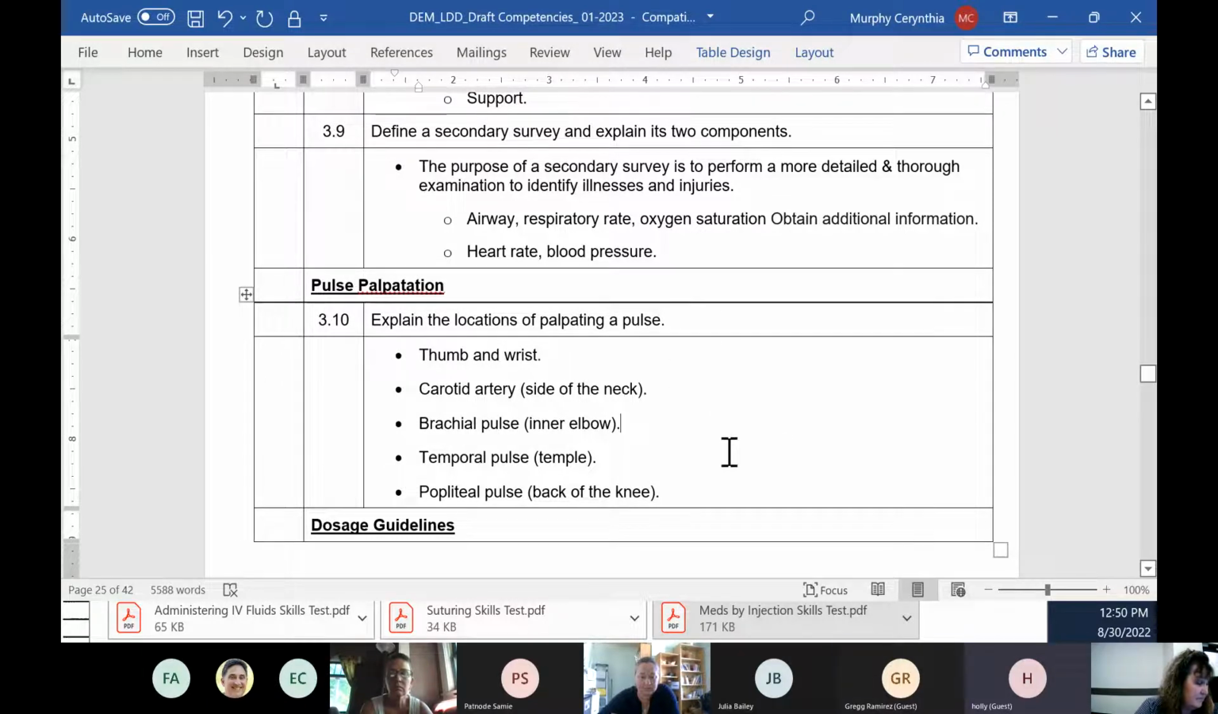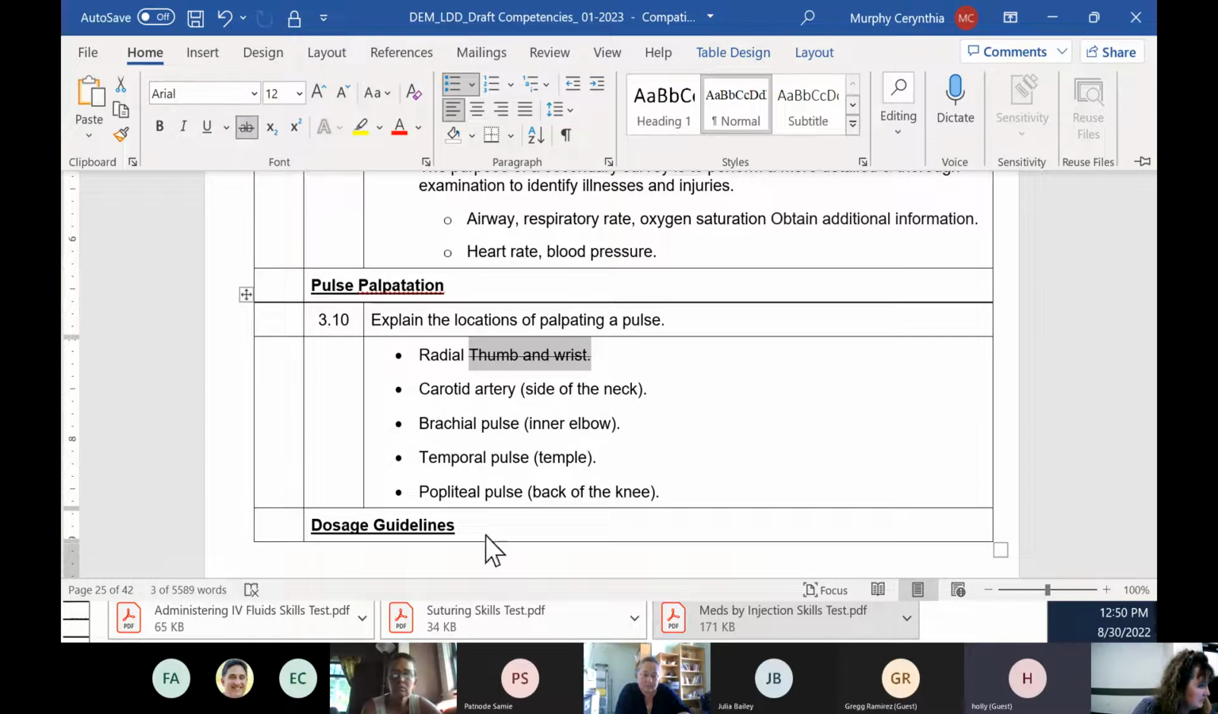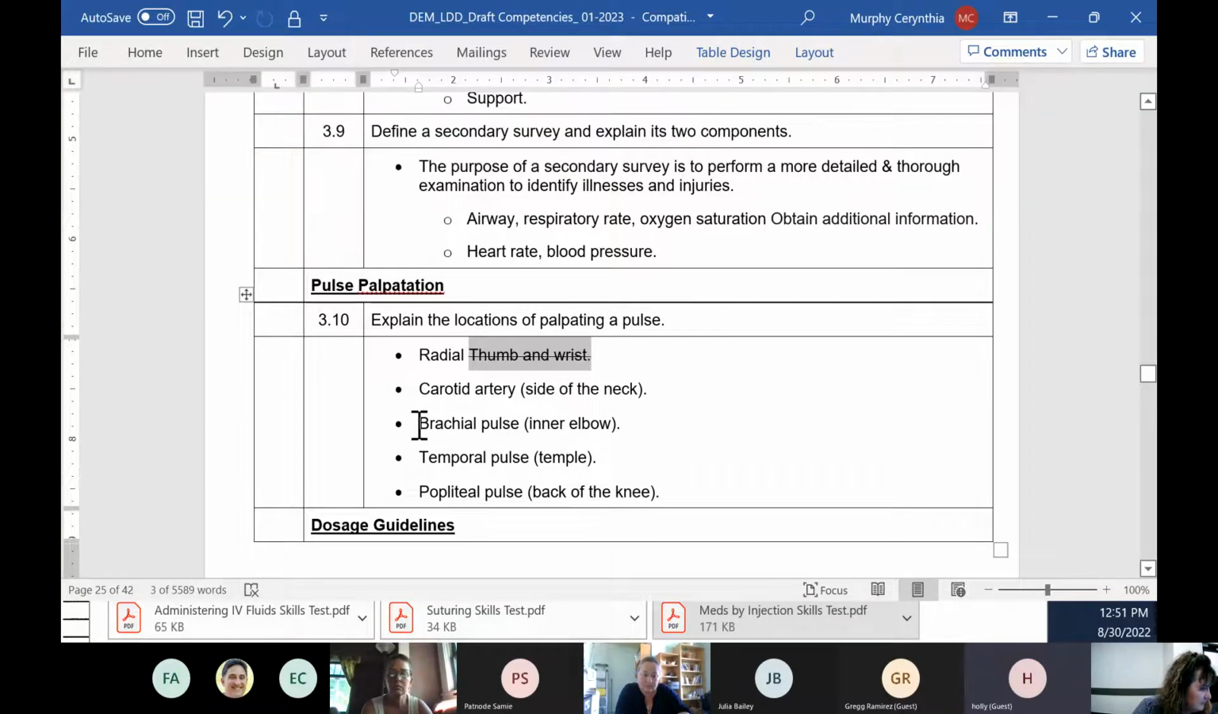But we usually call it radial, which is the wrist, the carotid, the brachial, and it's not the inner elbow. It's under where, when you make a muscle, it's under that muscle up there on your upper arm. Temporal pulse, popliteal pulse. The ones we use are carotid, brachial, radial, apical, and femoral.